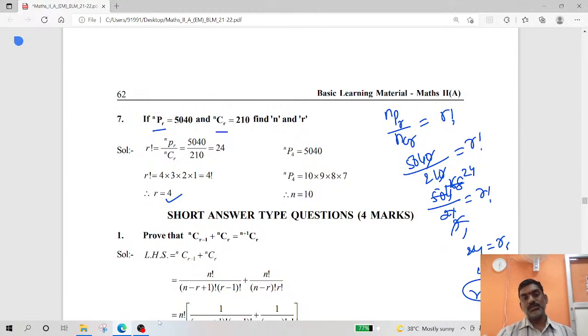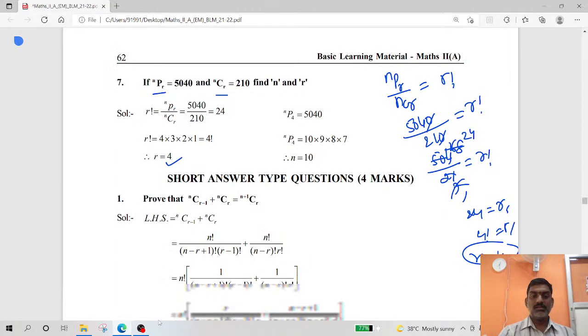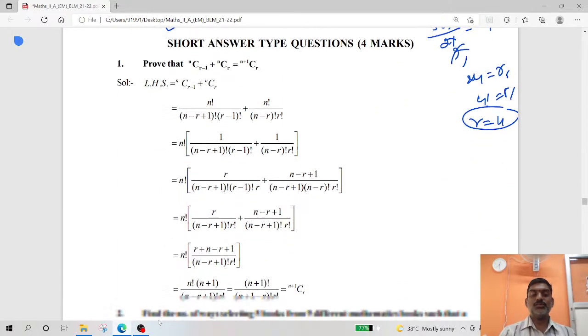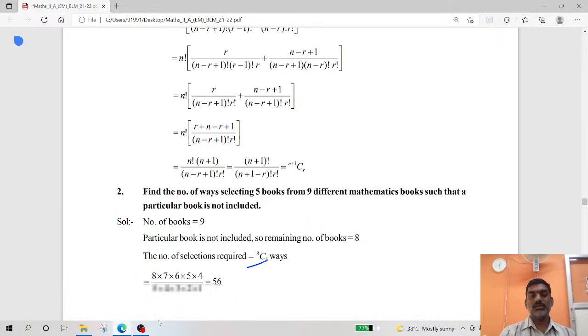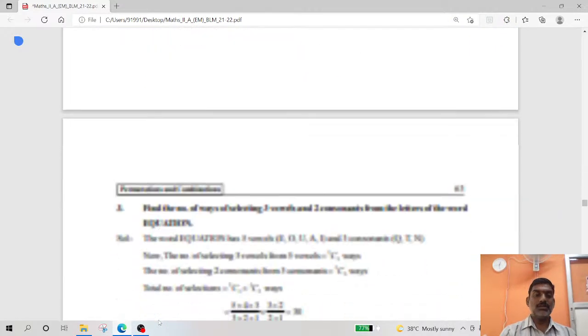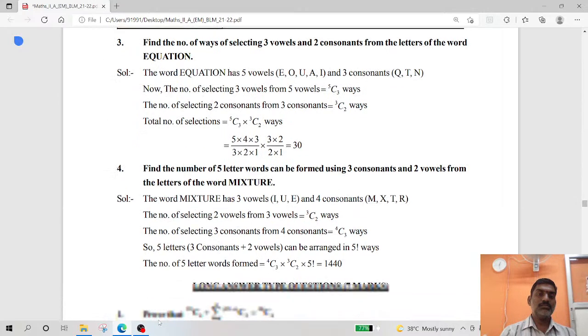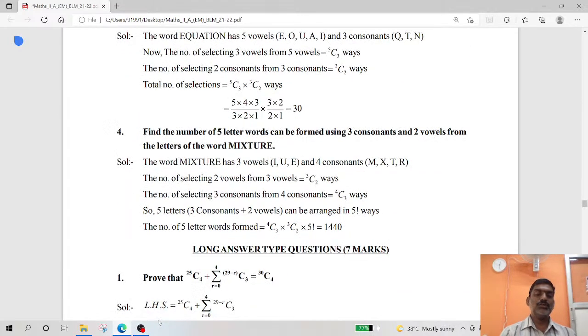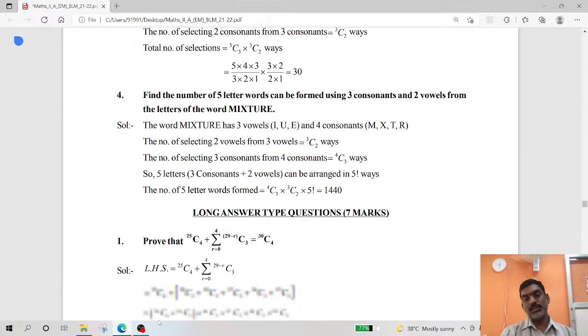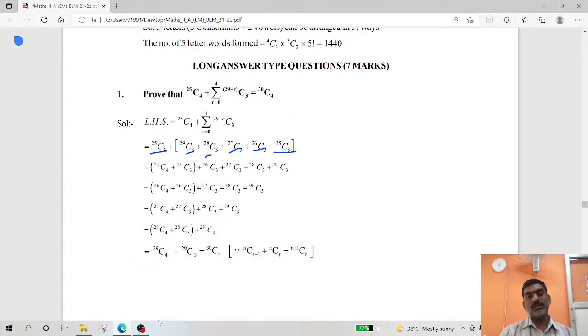After writing r equals 4, what is n? nP4 equals 5040. nP4 means 10 times 9 times 8 times 7. That means n is equal to 10. And already we have seen this proof also. This is also done. We have done this also. Vowels and consonants questions are there. Concentrate on those questions.